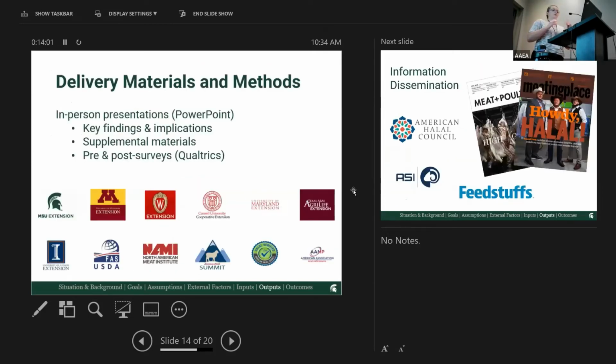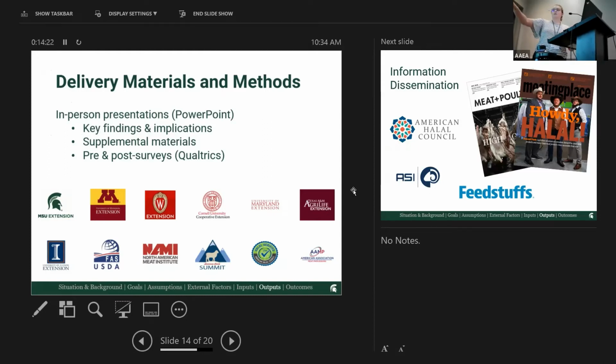So there's several different methods and materials that we can use to deliver this information. First, and most likely the main method, will be the in-person presentations using a PowerPoint like this one, where I would be giving key findings and implications, any supplemental materials, and then also evaluating the success of this program with pre and post surveys using something like Qualtrics.